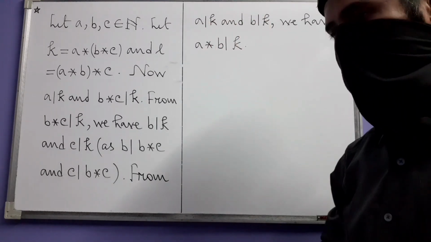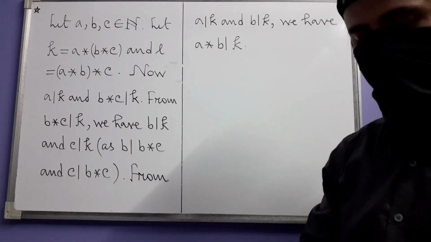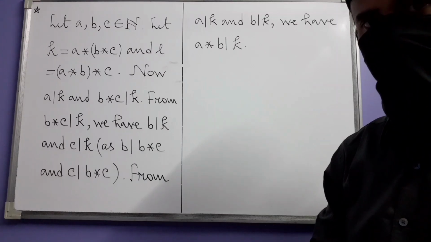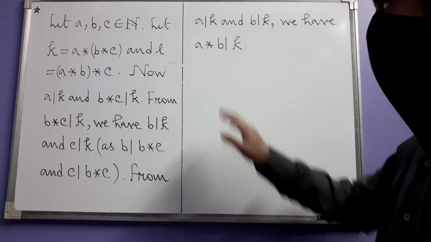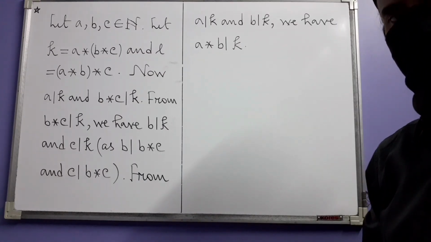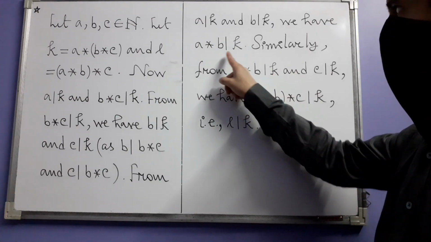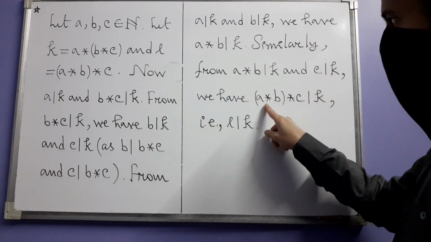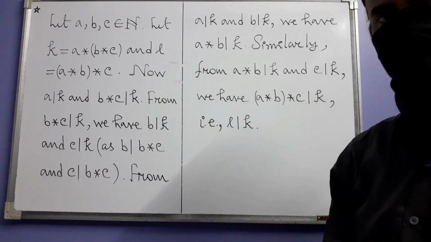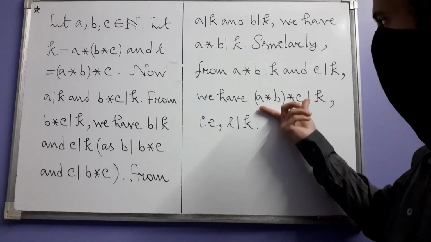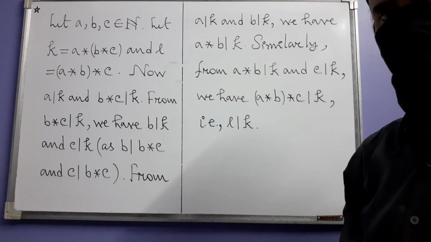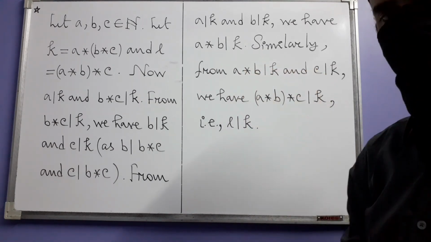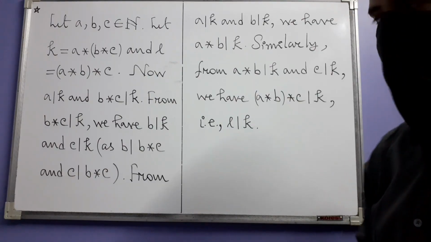Whereas a star b is the least common multiple, and the least common multiple divides any common multiple. This is a property of LCM. From there we are getting this. Similarly, from a star b dividing k and c dividing k, we have a star b star c dividing k, because this is the LCM of a star b and c. K is the common multiple of a star b and c, so their LCM would also divide k.